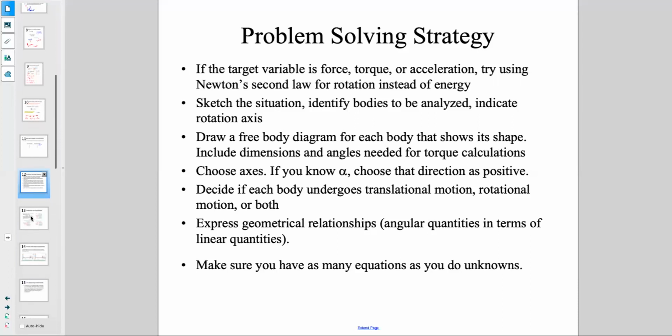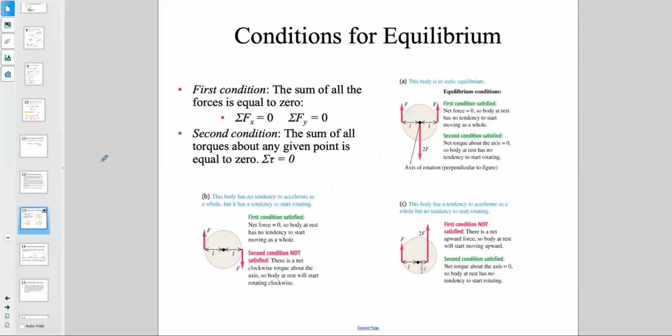So let's take a look at the equilibrium. Conditions for equilibrium. First condition is the sum of all forces is equal to 0. So if you add all the forces, they have to end up to be 0, both in x direction and y direction. Okay, if in x direction they will end up being 0, but in y direction they don't, then you don't have the first condition.